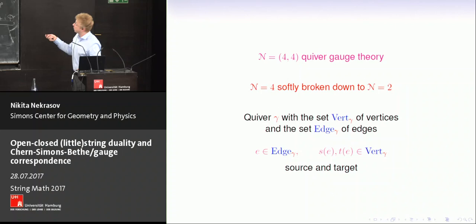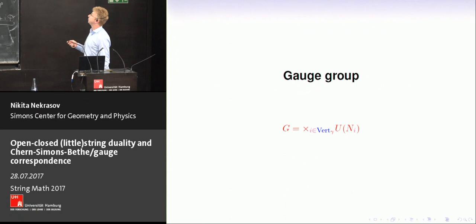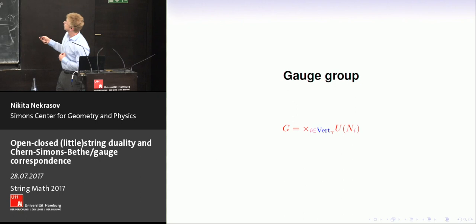In quiver gauge theories, the quiver, again, is a graph with a set of vertices and edges. It's an oriented graph. So for each edge, you have a source and target. Here are some examples of quivers. This is an A3 type quiver, E6, or A0 hat, which we saw before. Now the gauge group will be the product over the set of vertices of the quiver of unitary gauge groups. For each node of the quiver, you assign a number n_i, and put a unitary gauge group.